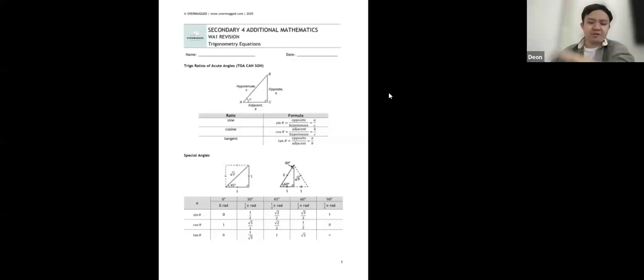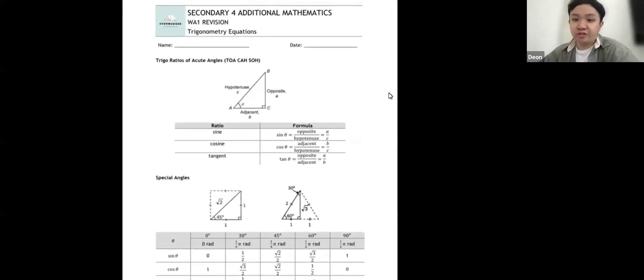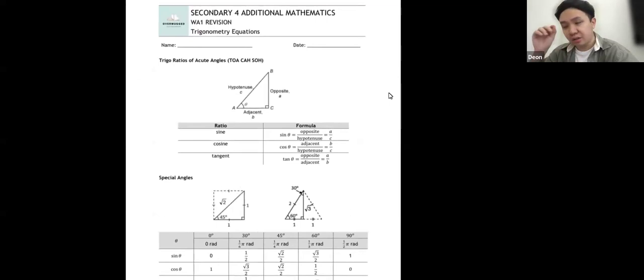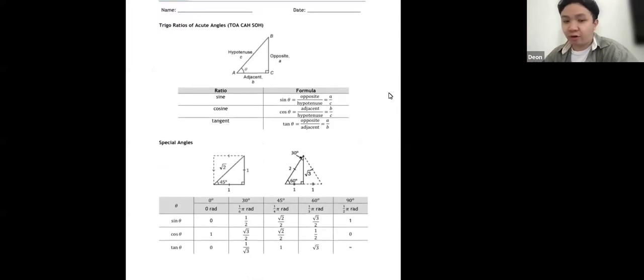All right, let's get the lesson going. So today we'll be doing trigo equations, with a little bit of touch point on trigo identities. At the start of the notes, you'll notice that we have provided you with some reference materials. I believe you should know what all of these things are.